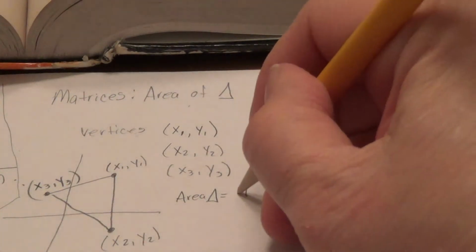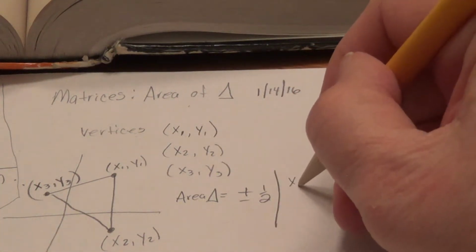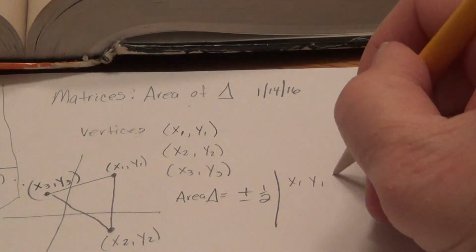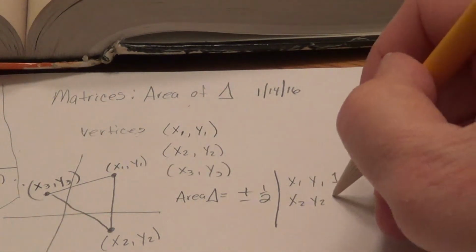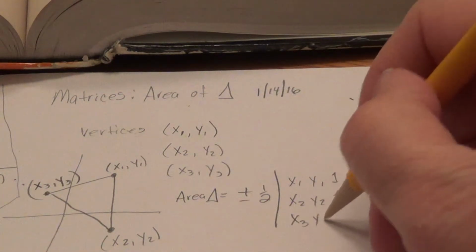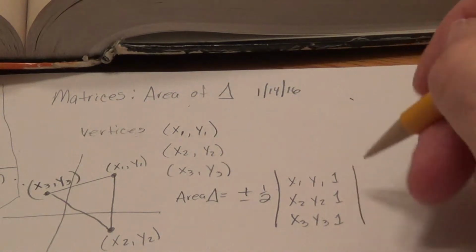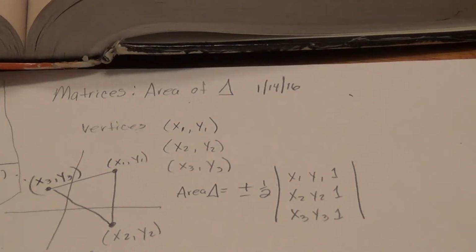plus or minus 1/2 times the determinant of x1, y1, 1, x2, y2, 1, x3, y3, 1. And remember, the straight lines mean determinant. So we always have a 3 by 3 dealing with triangles. So in the example, we'll review how to find the determinant of a 3 by 3.